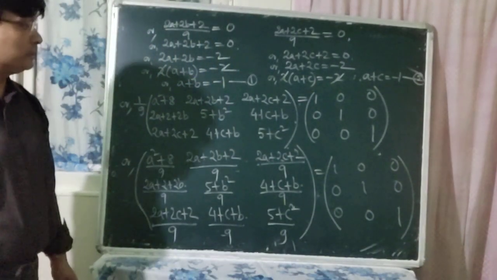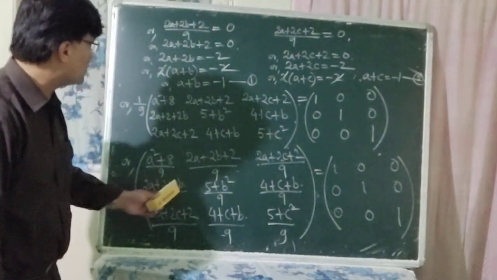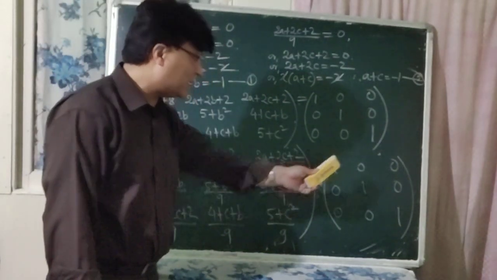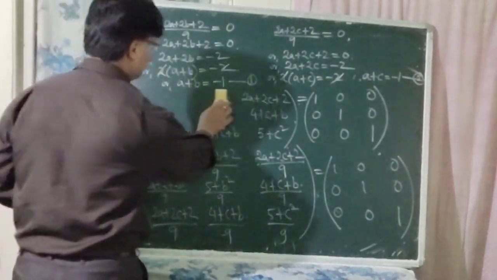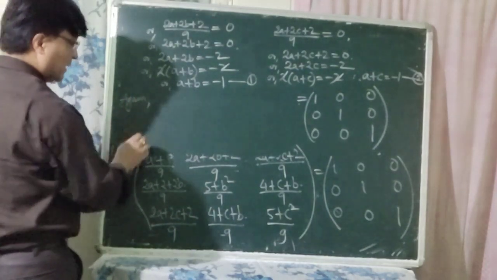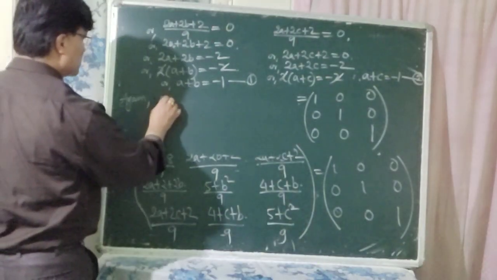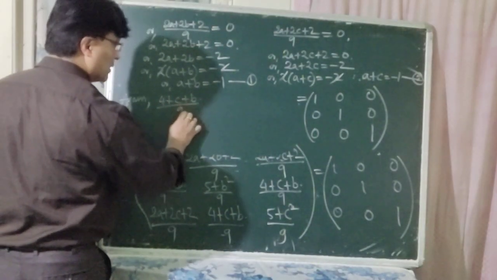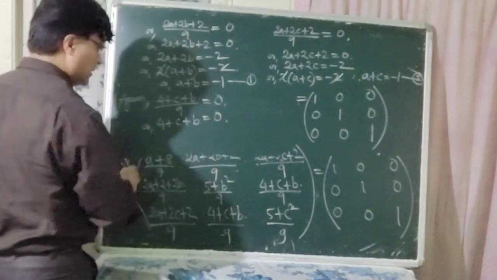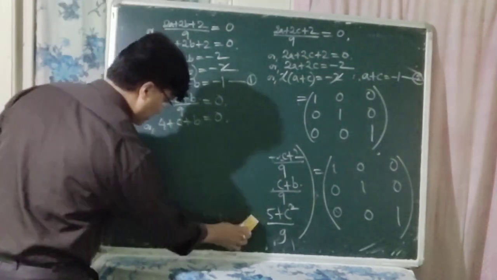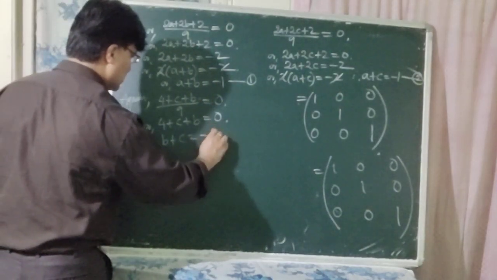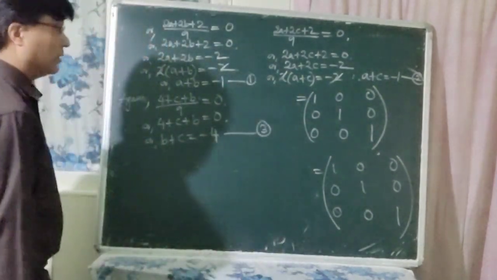Now which one will you equate? We have already equated 2A plus 2 plus 2B by 9 is equal to 0. But we haven't equated 4 plus C plus B by 9 is equal to 0. So let us write it. Again, you can equate these two elements: 4 plus C plus B whole divided by 9 is equal to 0, or 4 plus C plus B is equal to 9 times 0, which is 0. Is that clear? Next, what is the value for B plus C? B plus C is equal to minus 4. Let us mark it number 3.